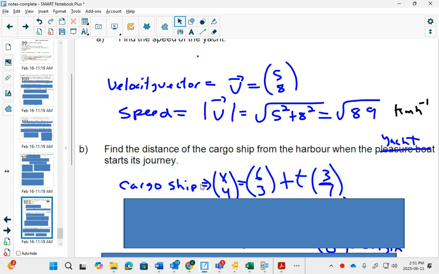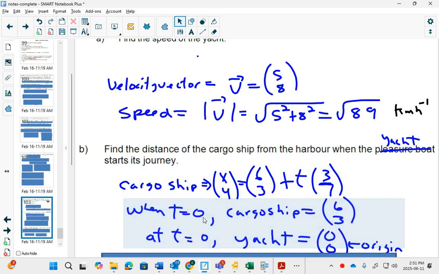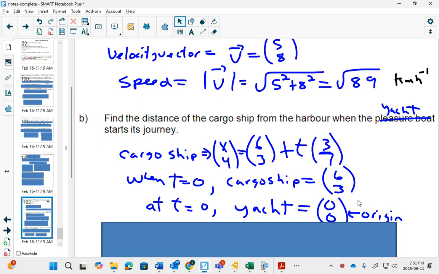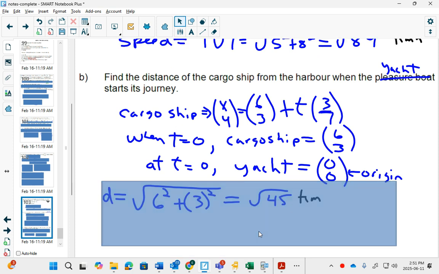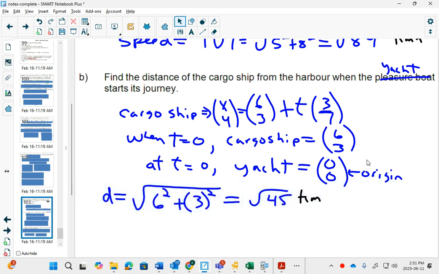So the cargo ship here at time 0 would be at (6, 3). And the yacht at time 0 is at the origin, which is the harbor. What's the distance between those two? Well, that's just the length of (6, 3). So we could do a squared plus b squared. They are the square root of 45 kilometers apart at time 0, which is quite a fair distance, right? That's almost 7 kilometers apart.